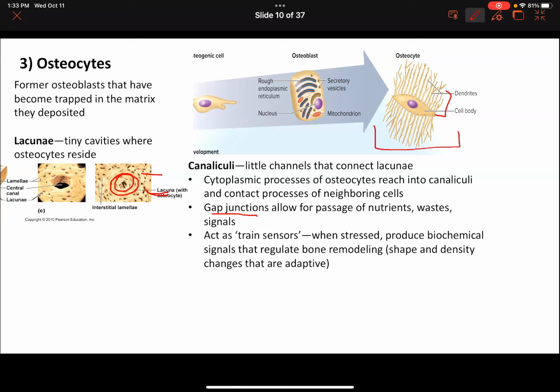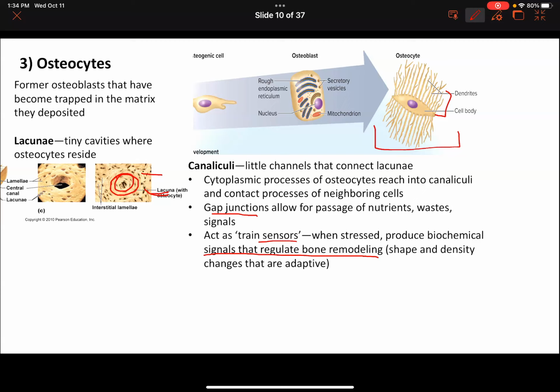These canaliculi are also acting as sensors in a sense, because when there is stress, meaning a physical stress on the bone, then these osteocytes produce signals that are going to regulate bone remodeling and say, hey, we're starting to be more on our femur bone because we're walking more. And so we're going to send these signals out and say, hey, there's more stress in this part of the bone. Let's reshape or remodel this bone so that it can handle the stress of walking on 2 feet or 2 legs.